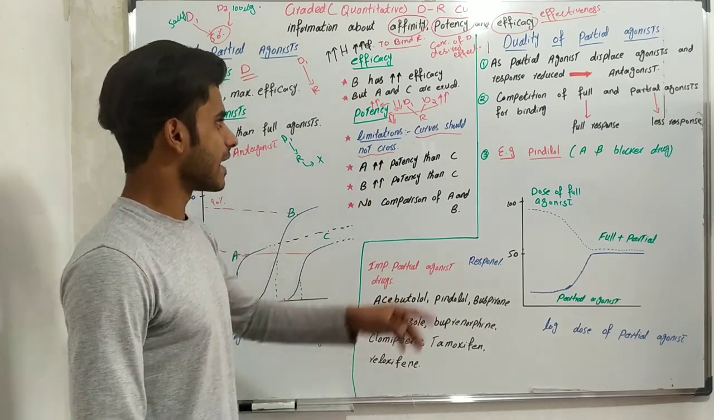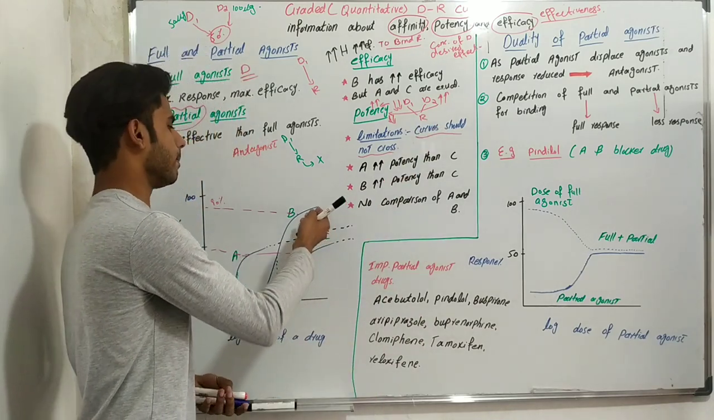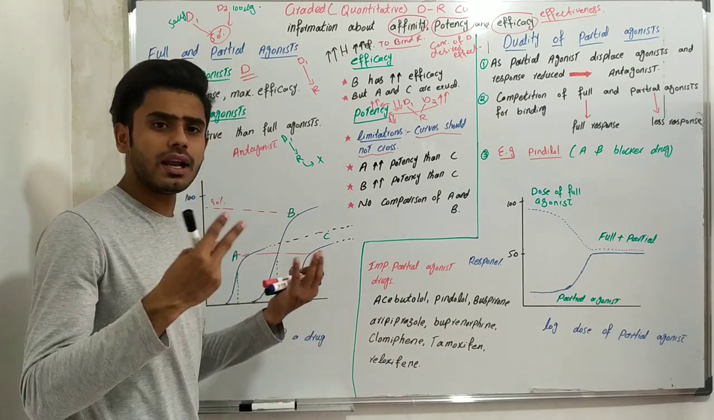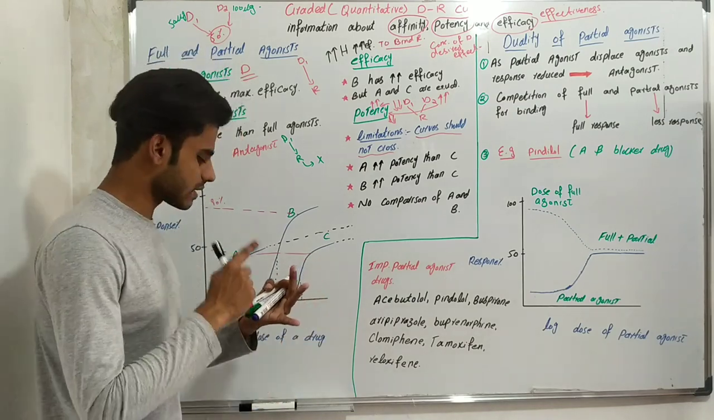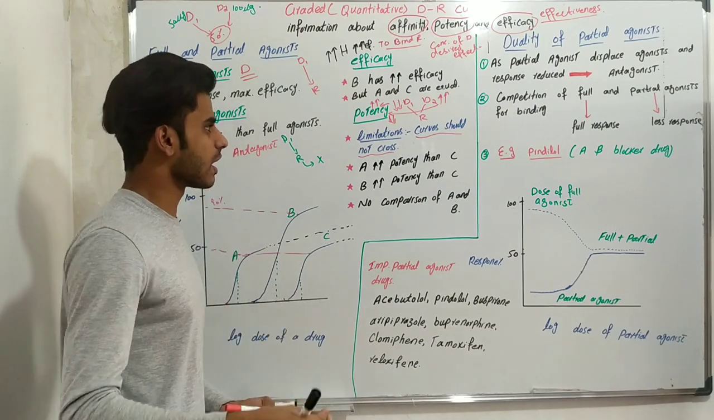And the second point: the response must be the same. But check here, which one is the greater response? B has a greater response and also has the lower concentration. It's a double point. First, it has less concentration as compared to this one. It means that B must have the greater potency.